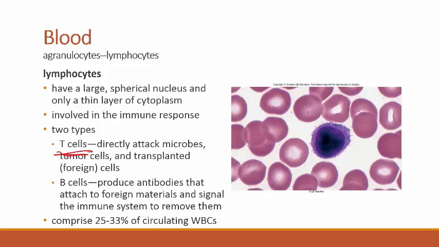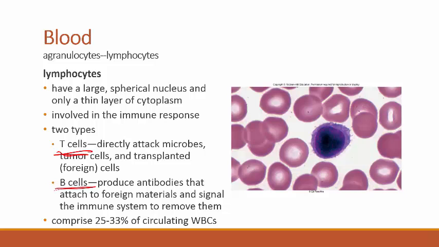B cells are the second kind of lymphocyte. B cells have a different job. Rather than directly attacking cells, they do this more indirectly. They produce antibodies against foreign materials, and these antibodies then circulate in the blood and bind to foreign materials, the ones that they are designed to attack. So these antibodies will bind to that foreign material, and that serves as a signal to T cells and to other immune system cells to go out and kill them.